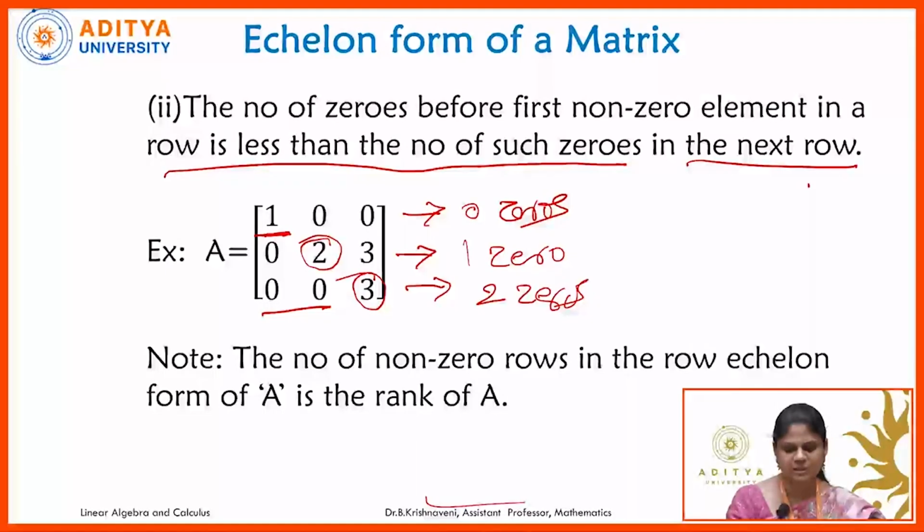Now, by using this echelon form, how do we find the rank of the matrix? This is the point you have to note. The number of non-zero rows in a row echelon form of A is called the rank of the matrix. So in order to find the rank using echelon form, you have to reduce the given matrix into echelon form, count the number of non-zero rows in that echelon form, and that count will be equal to the rank of the given matrix.